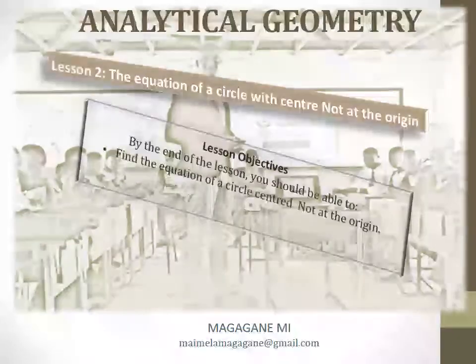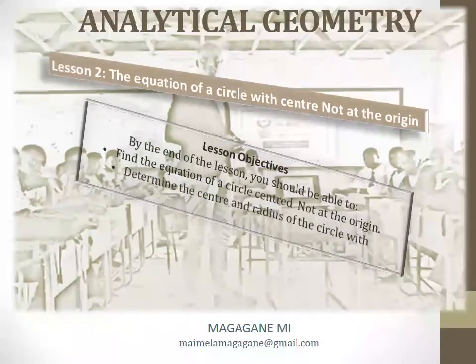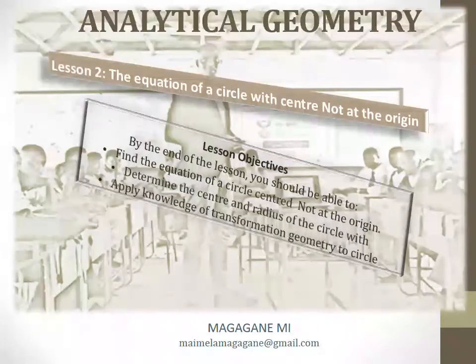So at the end of this lesson, you should be able to find the equation of a circle centered not at the origin, determine the center and radius of a circle with center not at the origin, and use knowledge of transformation geometry to find the center of a circle not at the origin.